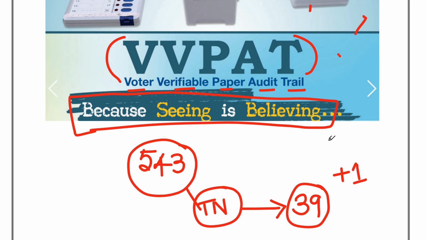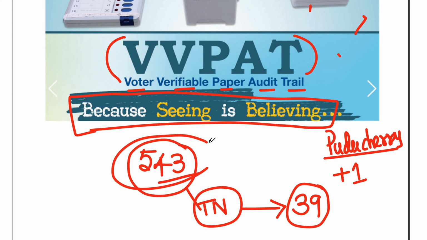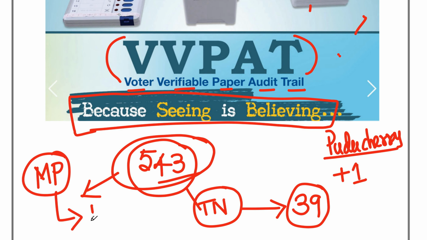This one is for what? புதுச்சேரி. It is not பாண்டிச்சேரி. பாண்டிச்சேரி நேம் வந்து சேஞ்ச் பண்ணிட்டாங்க. So புதுச்சேரி 1. All over India 543 constituencies. That means in the election they are going to select 543 members of parliament, members for Lok Sabha.